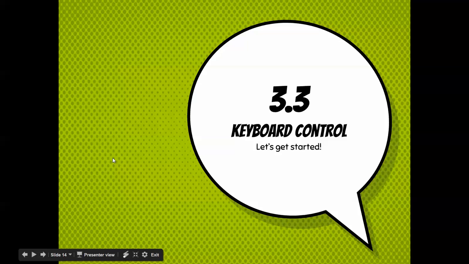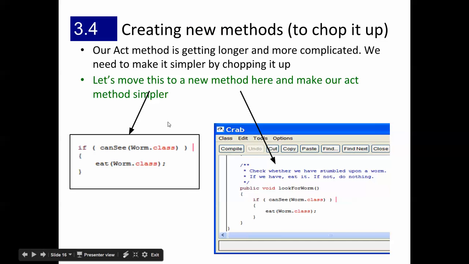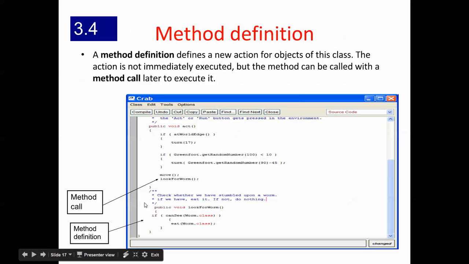And again, game designers, programmers, we're going to do part 3, getting keyboard control. By the way, always use threaded code. From now on, we're going to use threaded code. Remember this stuff. If we put all this kind of stuff into our ACT method, it gets more and more difficult to use and read. And so we're going to make our ACT method simple.